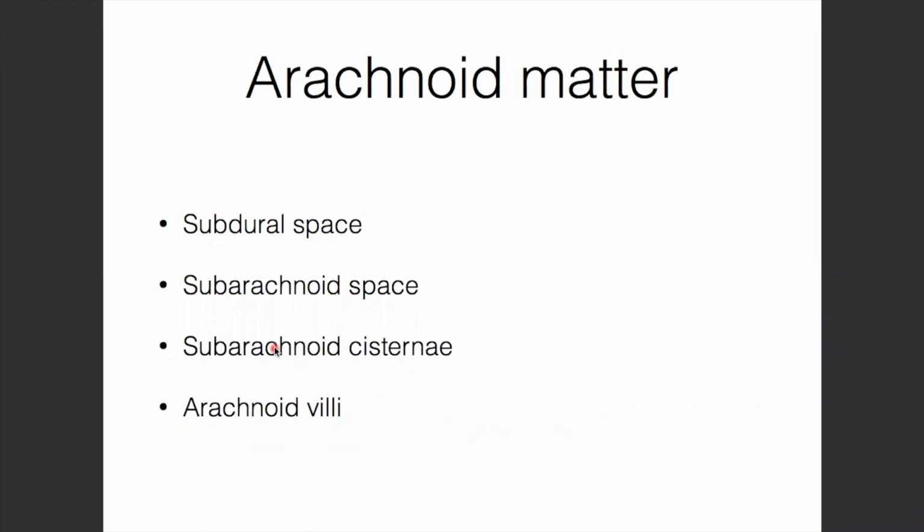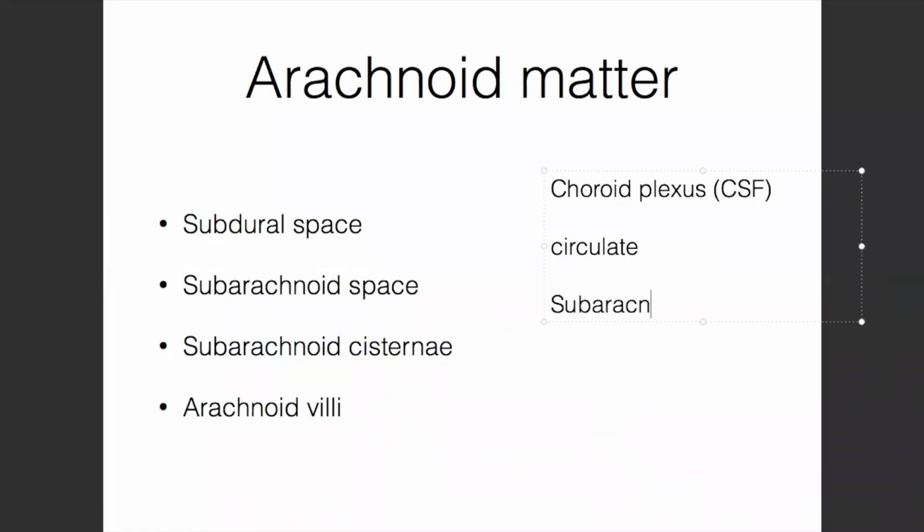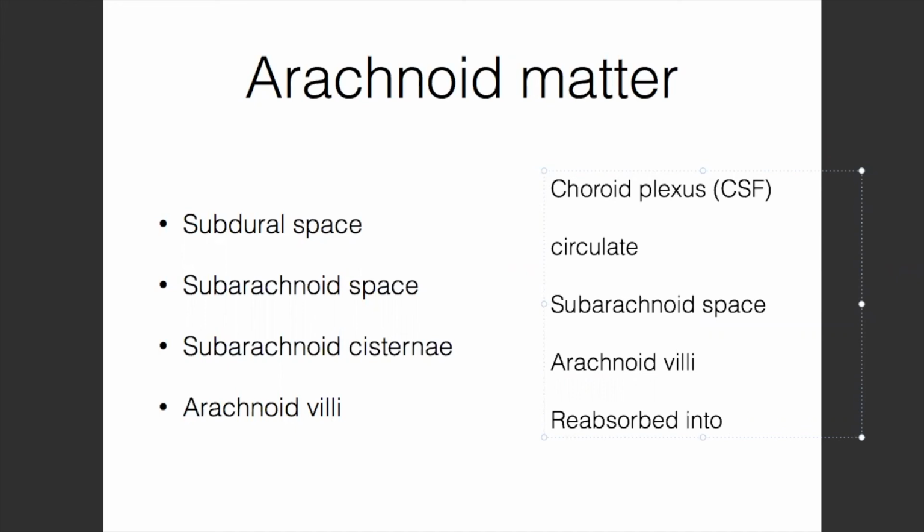طيب, the CSF starts in a place called the choroid plexus. Don't worry too much about the details. Choroid plexus, where the CSF is formed, and then the CSF will circulate. One of the areas where the CSF will go is the subarachnoid space, which is right below the arachnoid matter. And then in the end, it'll be in the arachnoid villi. It will get reabsorbed into the venous drainage.